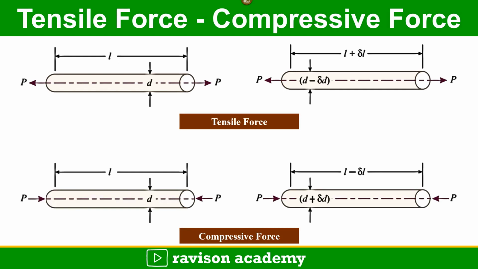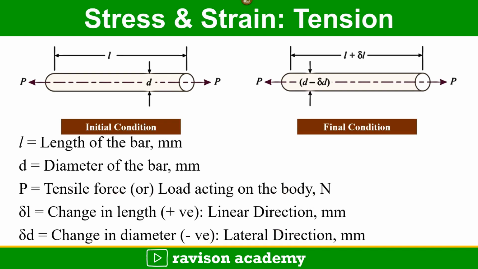In the tensile force, the initial diameter d and length L change to d minus del d, so the diameter is reduced and the length is increased. The compressive force is in the push form. L is changed to L minus del L, so the length is reduced, and the diameter changes to d plus del d, so the diameter is increased in the case of compressive force. Coming to stress and strain, when the object is subjected to a force, there is internal resistance offered by the body against the deformation.